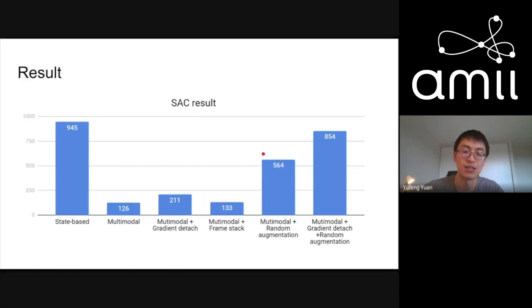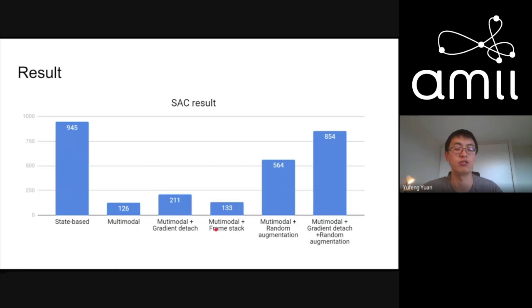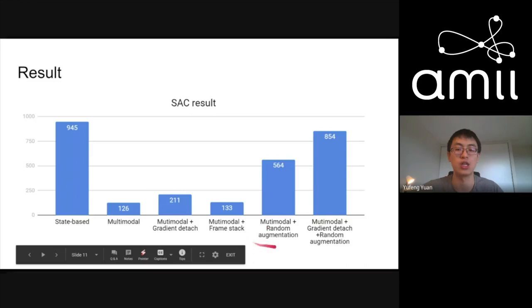And last, we tried the multimodal setting plus random augmentation, and it significantly improves performance, probably due to the fact that random augmentation significantly diversifies the training set. So it turned out that in this particular rich environment under this multimodal observation space, gradient detach and random augmentation are both effective. So last we tried a combination of those two, and we actually achieved performance similar to the state-based result.